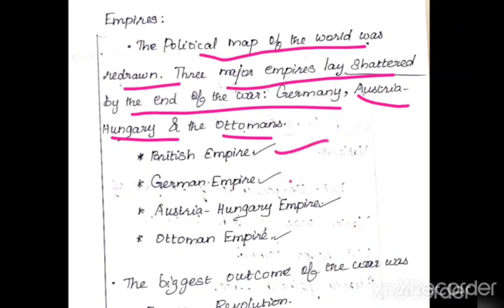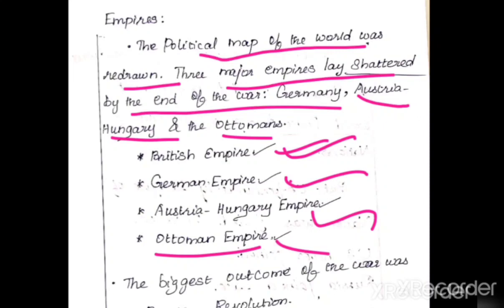So how were they shattered? The German Empire, the Austria-Hungary Empire, the Ottoman Empire. What is the Ottoman Empire? The Turkish Empire. So when the First World War was going on, what happened in Russia? Russians were also involved in the First World War, but they disliked the force of which one? The Tsars of Russia. Who is a Tsar? The kings of Russia.